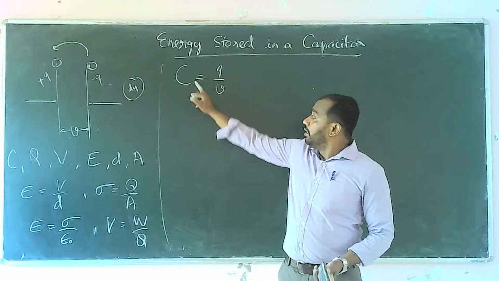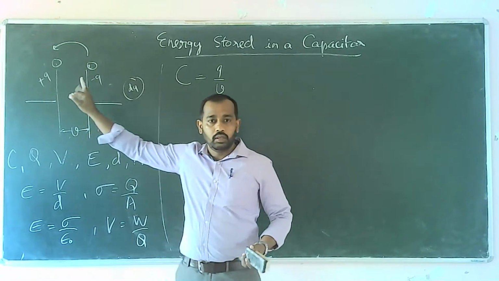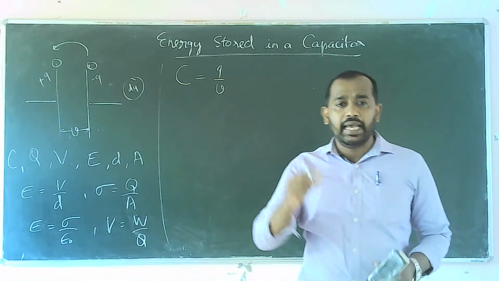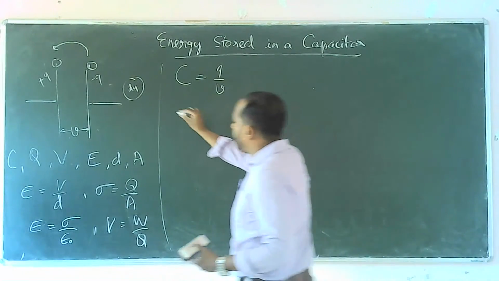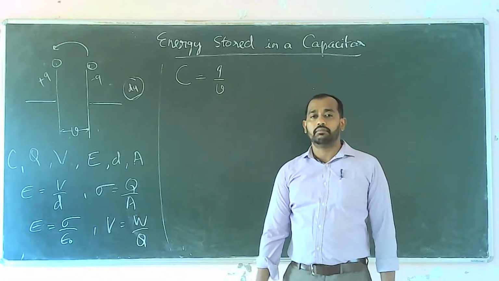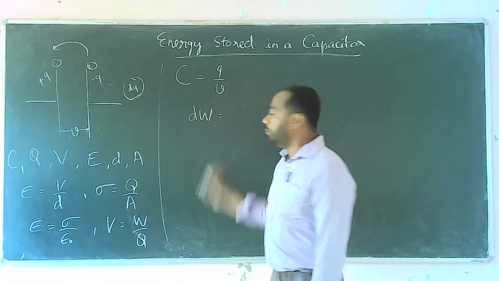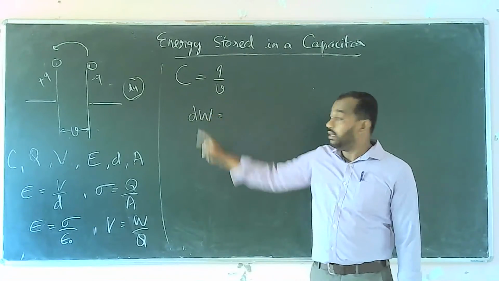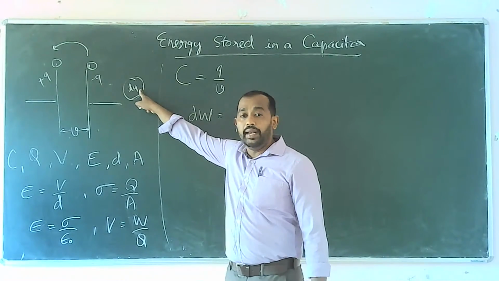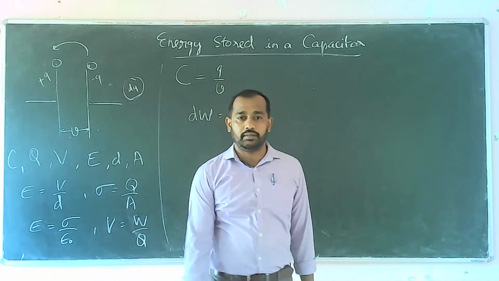Now, here, since the charge which is deposited already on the capacitor is Q, and the potential difference is V, if we need to add a small additional amount of charge represented as dq, then the amount of work done, which we represent as dW, is the work done in adding an additional charge of dq when a charge of plus q is already deposited on the plates of the capacitor.